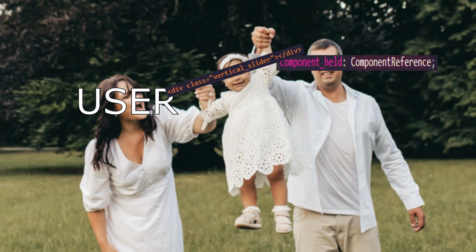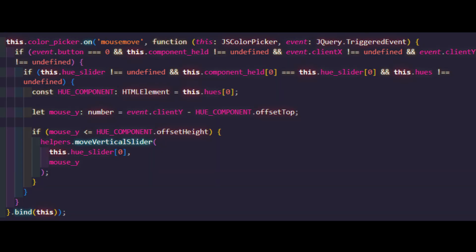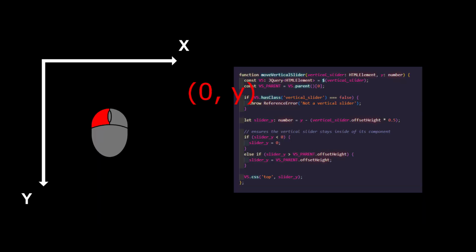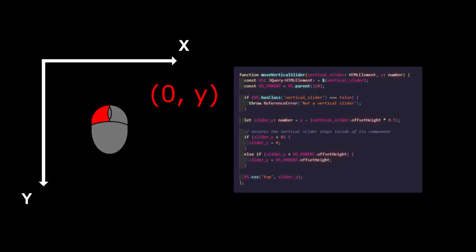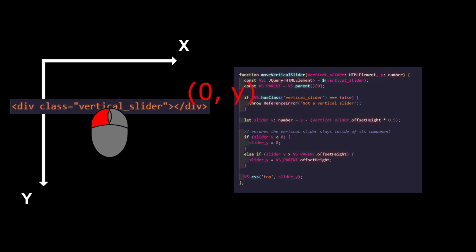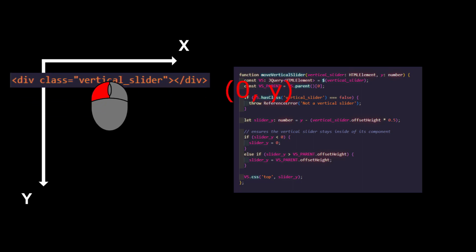The property holds the slider's HTML element, which is analogous to the user holding the slider. While the slider is being tracked, the user could either move the mouse while still pressing down on the left mouse button, or let go of the left mouse button entirely. If the first action occurs, the mouse move event is triggered. This causes the Y coordinate of the moving mouse to be passed to the helper function that changes the position of sliders, thereby making the slider being tracked seem like it's being held by the moving mouse.